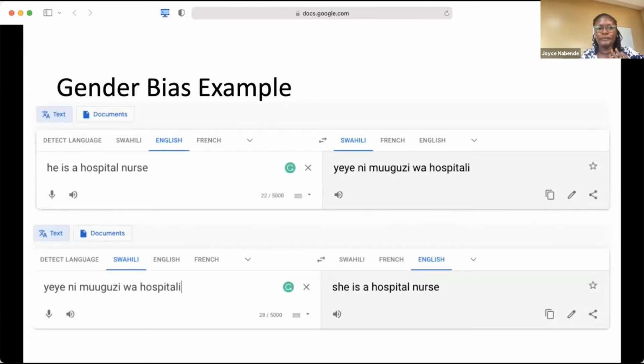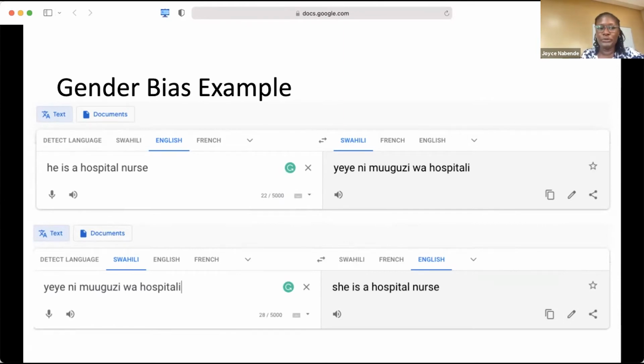But more importantly, if you look at Google Translate, and I know many of us, when you go to a foreign country and you don't understand the language, the first thing you'll do is, I need to translate. You know, I need to go to Google Translate to get the translation of this language that I don't understand. So this is a typical example of a translation system that's translating from English to Swahili. And so the statement that is put into the search engine is, he is a hospital nurse.